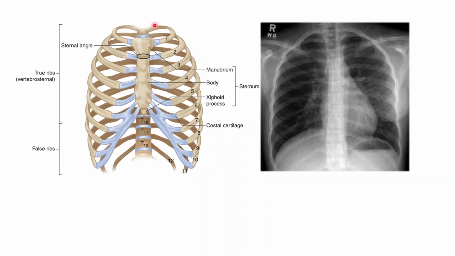Now, the anatomical inlet, or the superior thoracic aperture, has certain boundaries. It is bounded posteriorly by T1, or the thoracic vertebra number 1, laterally by the first pair of ribs. Right here, as you can see, pair number 1 is bounding this, and anteriorly by the superior border of the manubrium. This is the manubrium.